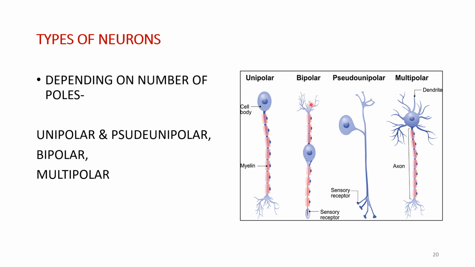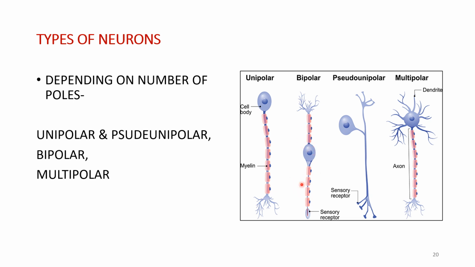Then coming to the bipolar neuron. On either side of the soma, you have two extensions. These are mostly present in the special senses, that is in the vestibular ganglia, cochlear ganglia, in the nasal olfactory epithelium, and in the retina. So where are they present? In the retina, the retinal layers, in the nasal olfactory epithelium, and in the vestibular and cochlear ganglia.